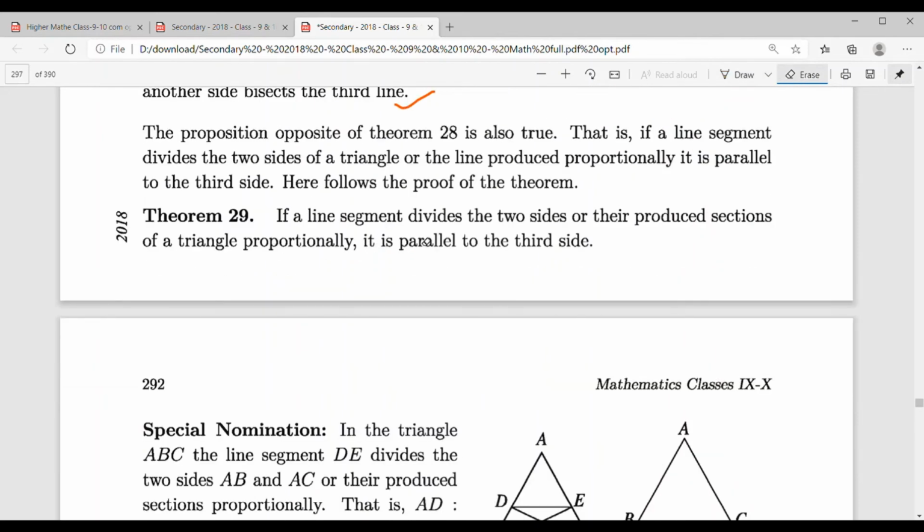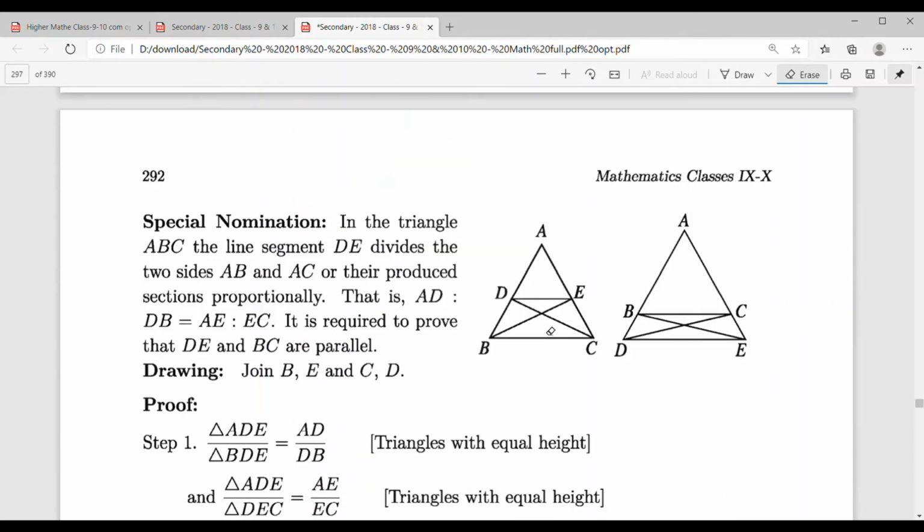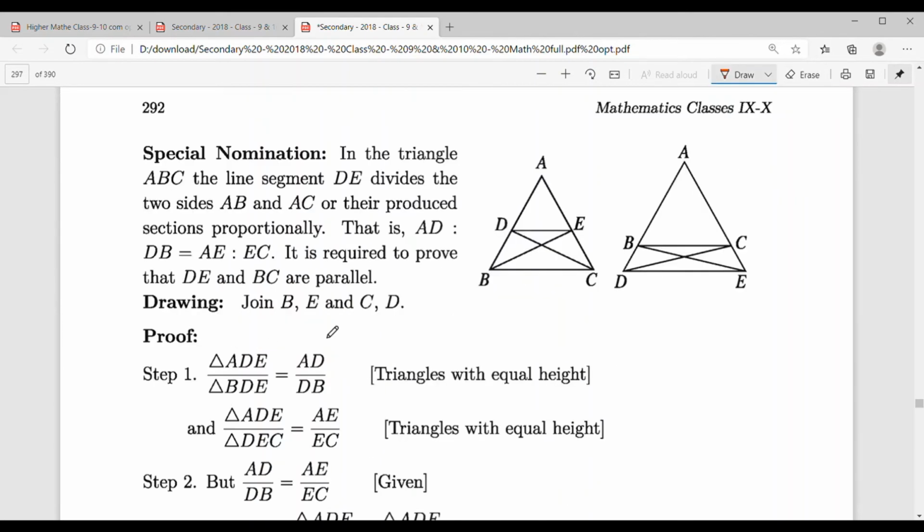Now theorem 29. If a line segment divides two sides or their produced sections of a triangle proportionally, it is parallel to the third side. This theorem is the converse of theorem 28. So here given that AD is to BD is equal to AE is to EC, it is required to prove that DE is parallel to BC. Construction: join BE and DC.